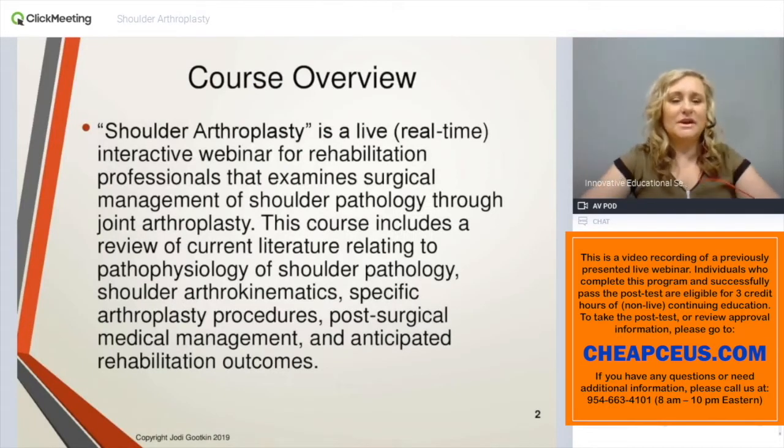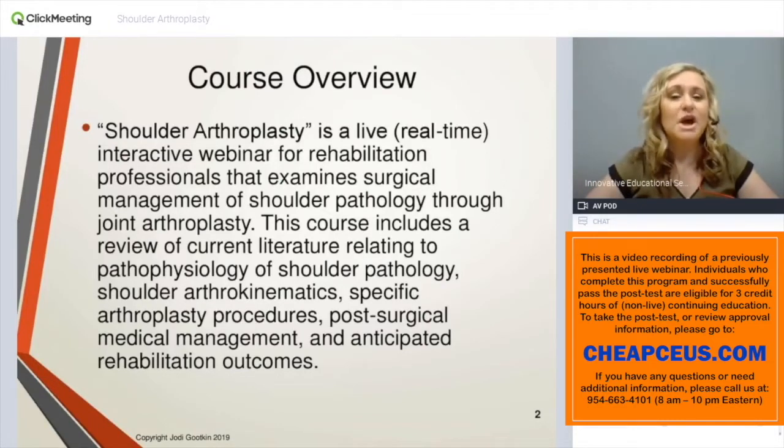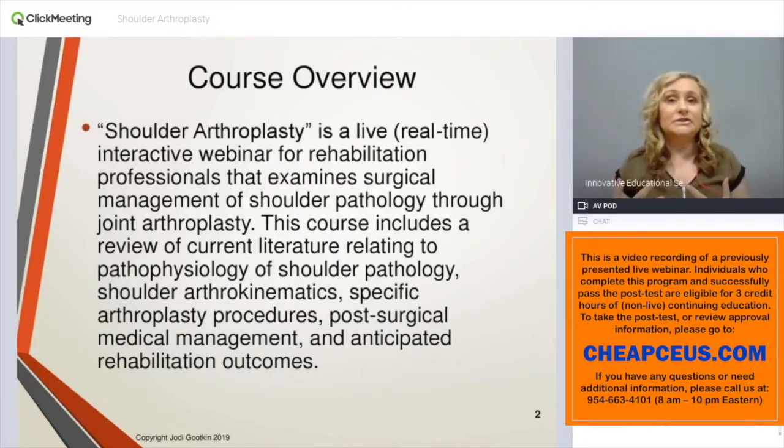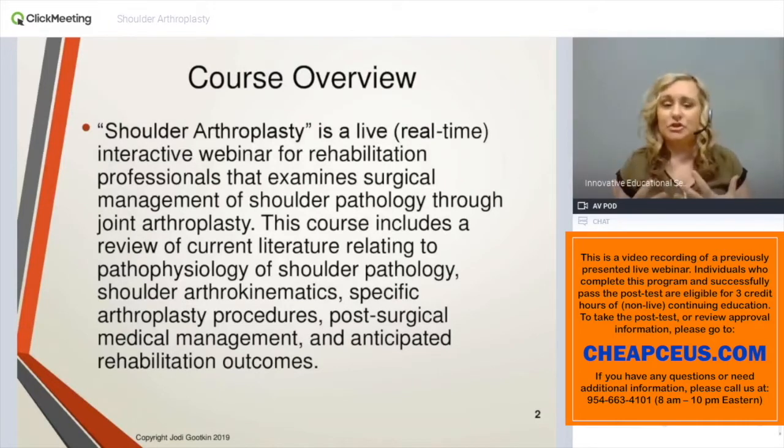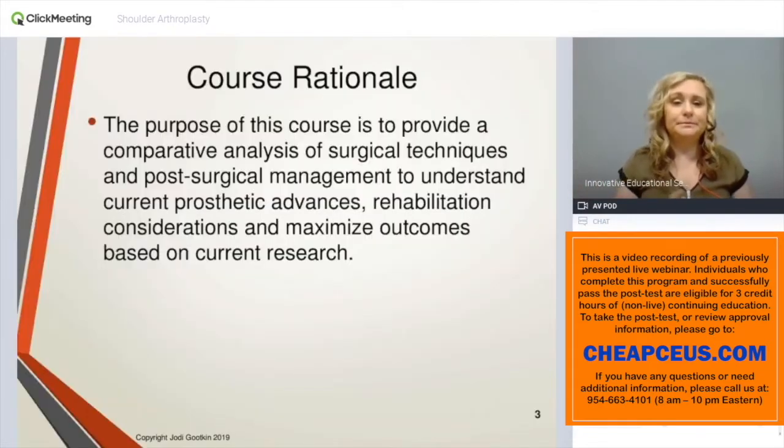What we're going to focus on as we look at this topic is this relatively new procedure of shoulder replacement. We will review the pathophysiology of the conditions that lead to the need for an individual to have a replacement. We'll spend a good amount of time looking at the actual surgical technique, the prosthetic components of the total shoulder as well as the reverse arthroplasty, and we'll spend some time looking at post-surgical management as well as rehabilitation outcomes.